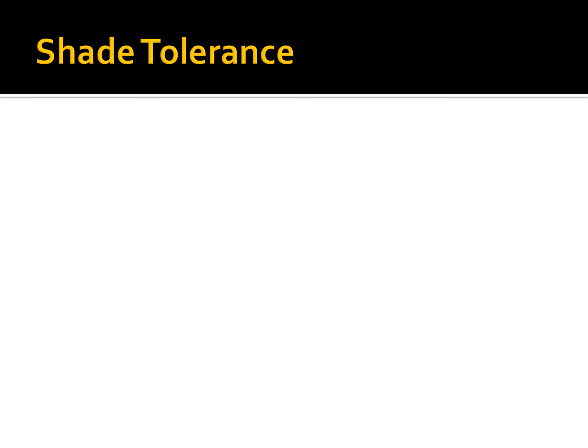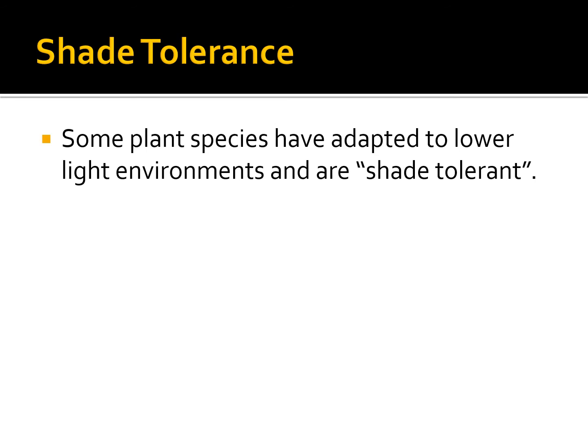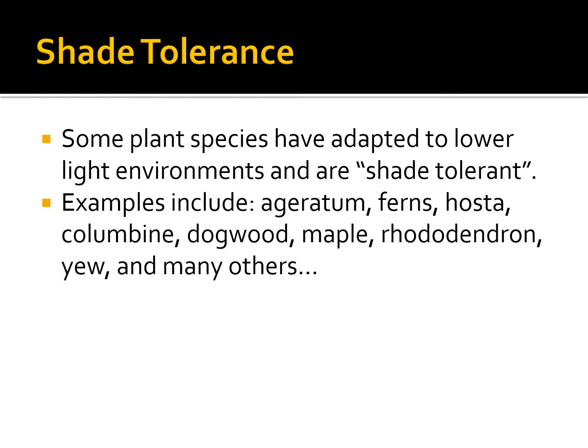So there is a term that we use in horticulture called shade tolerance. This refers to the fact that some species of plants have adapted to lower light environments and are called shade tolerant plants. In other words, they can tolerate the shade. Examples of some shade tolerant plants that you might be familiar with are ageratum, ferns, hostas, columbine, dogwood, maple, rhododendron, yews, and many others.